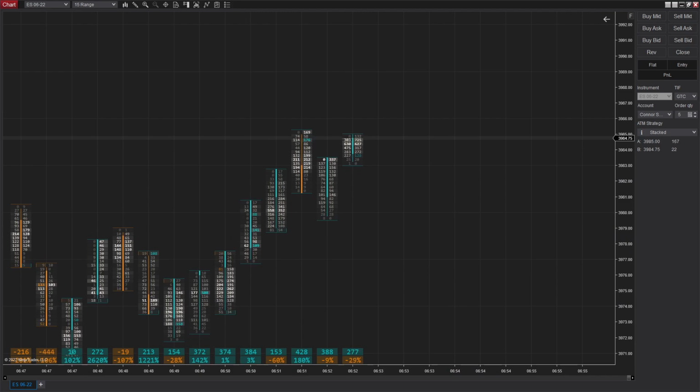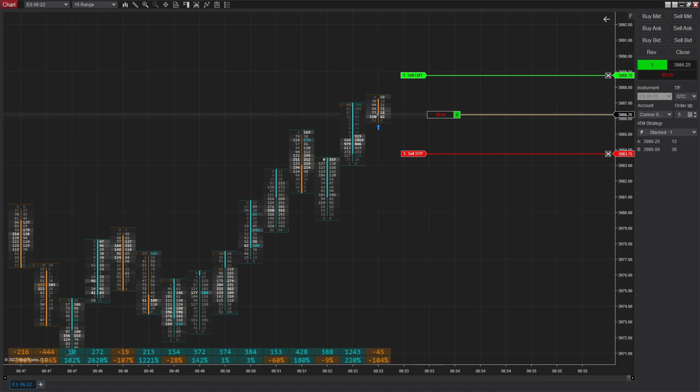We're using 5 contracts of ES with a 10-tick take profit and stop loss, meaning this is a scalping type strategy and we're looking for high probability quick moves. We're using a 0.35 imbalance ratio with a minimum imbalance volume of 50 today on the 15 range chart.